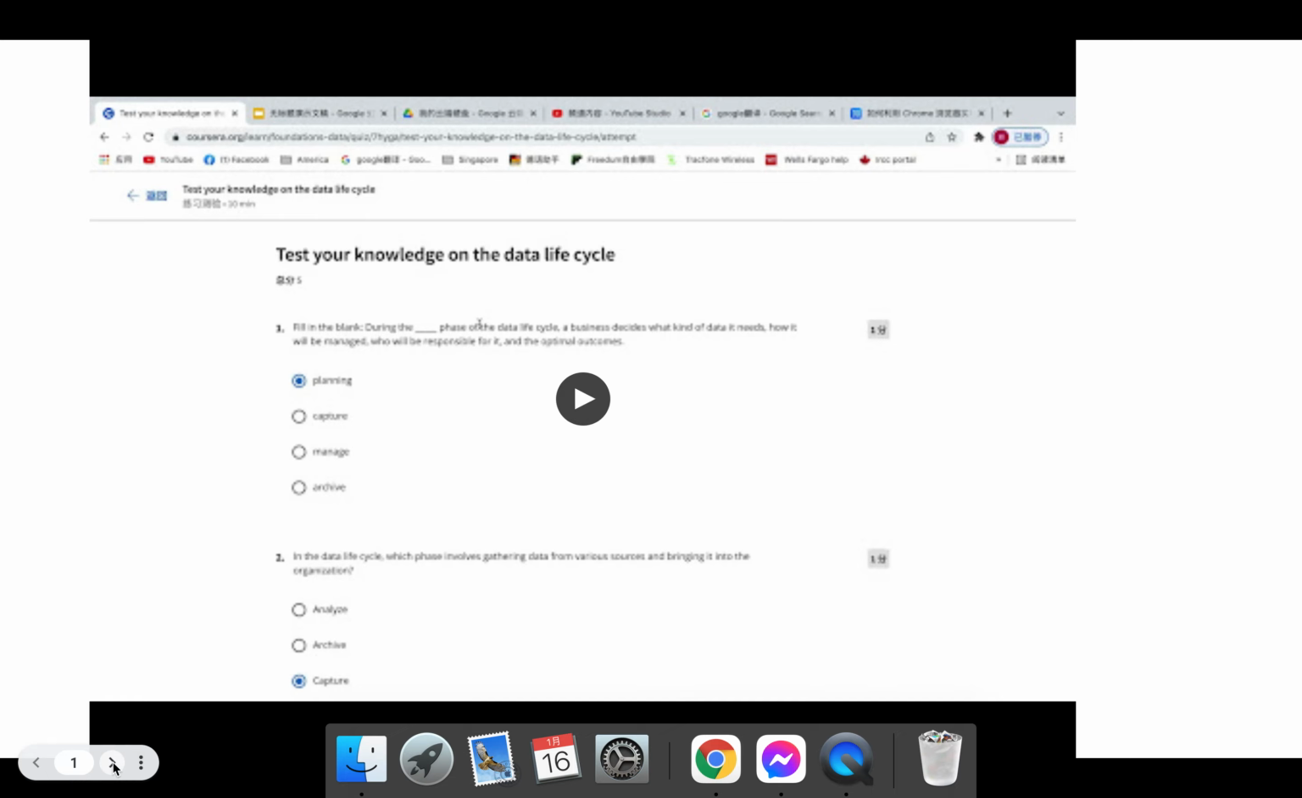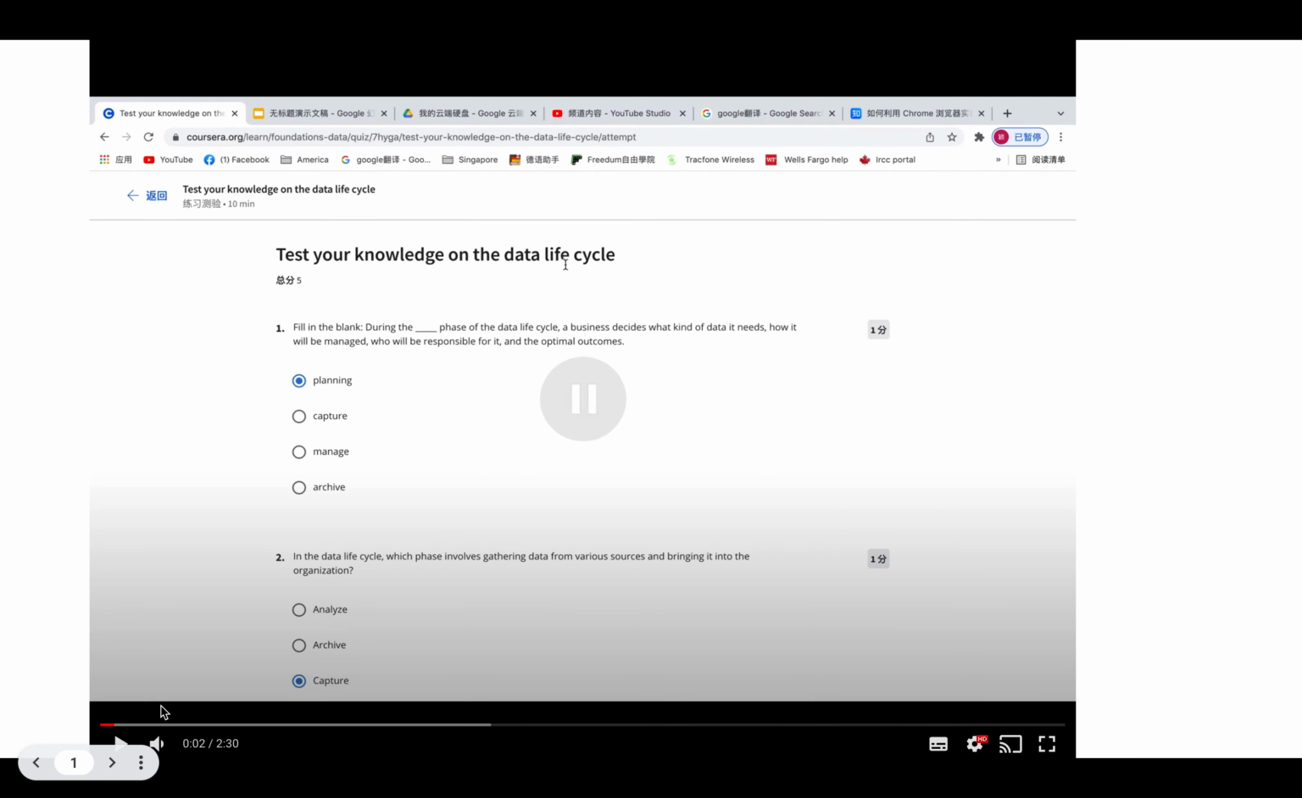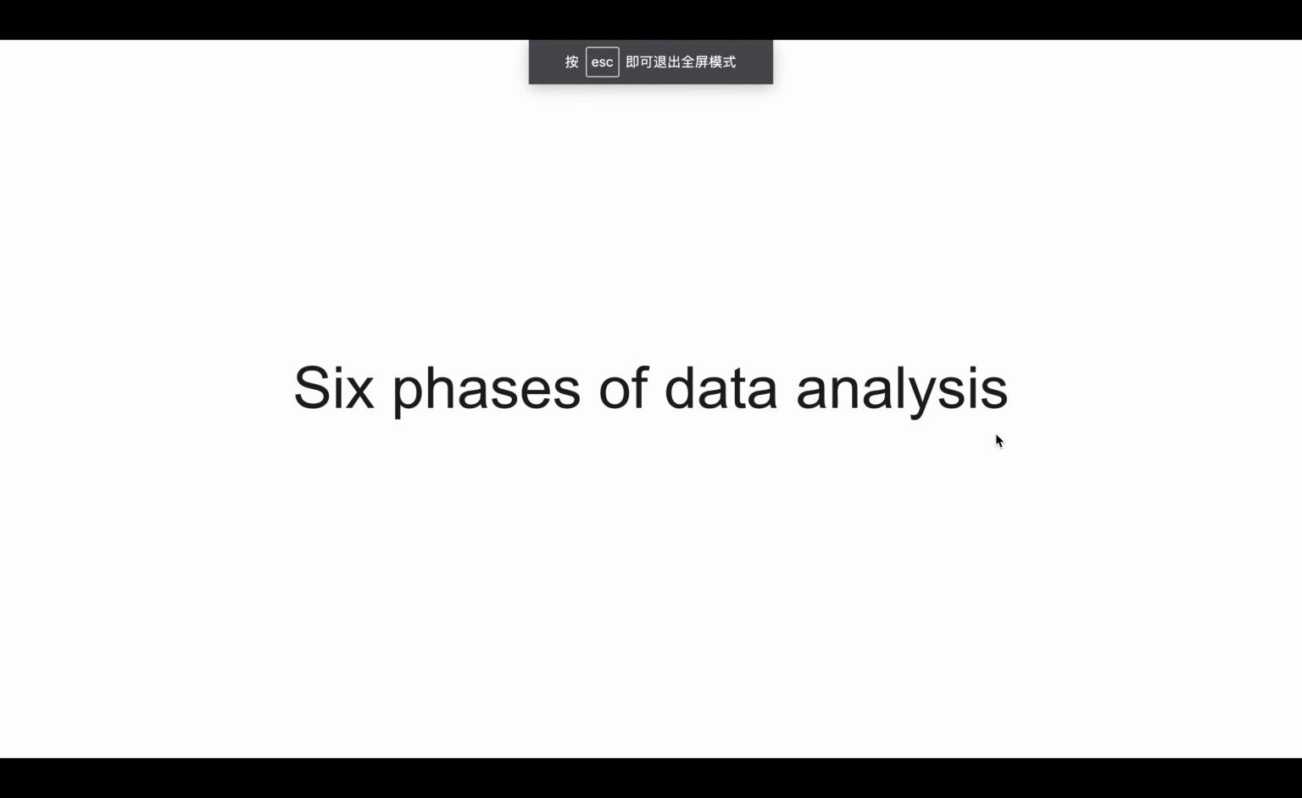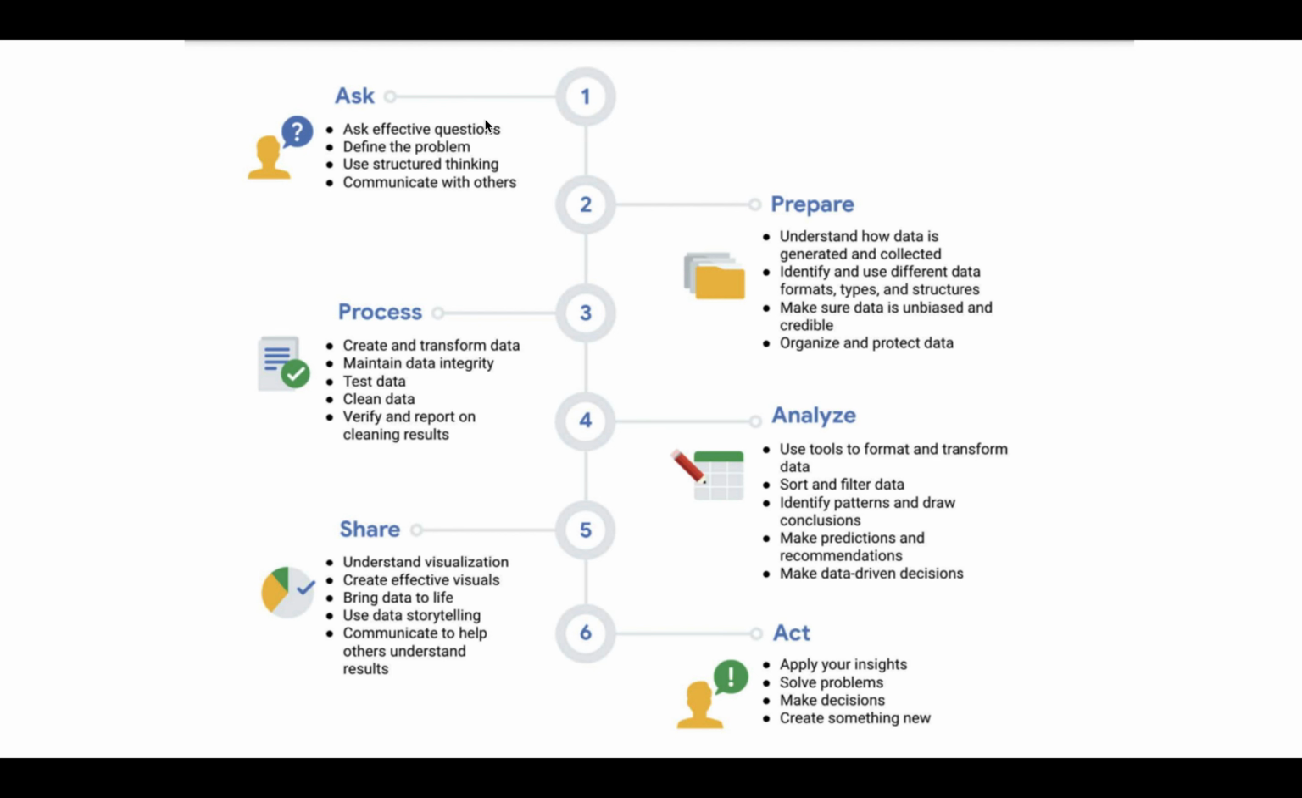Alright, let's take a look at the next. Six phases of data analysis. Just now we reviewed the data life cycle, which is different from the six phases of data analysis. Data life cycle is about data, but the six phases of data analysis is the work of people, the work of analysts. All right. There are six phases: ask, prepare, process, analyze, share, act.